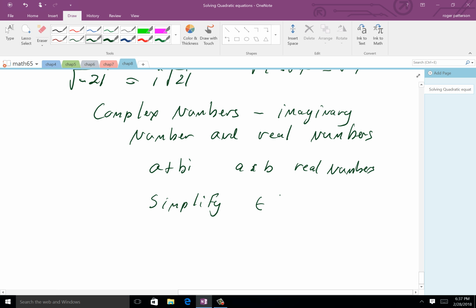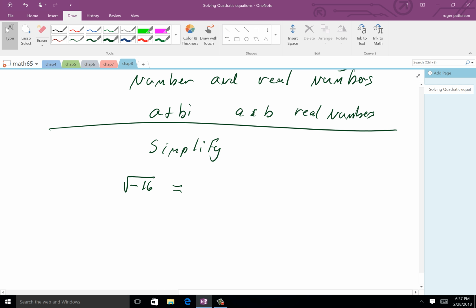Simplify, I guess I'll just say simplify, because that's really all we're doing. So if we have, say, the square root of negative 16, then the i is going to appear, the negative is going to go away, so we're going to have i times the square root of 16. But we can take the square root of 16, what's that? 4, so we just get 4i, right?